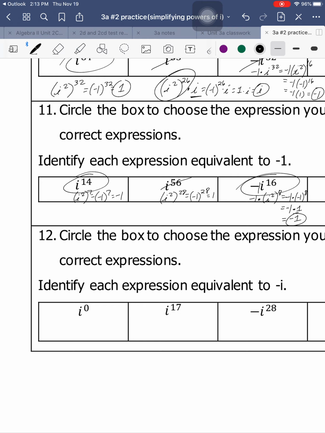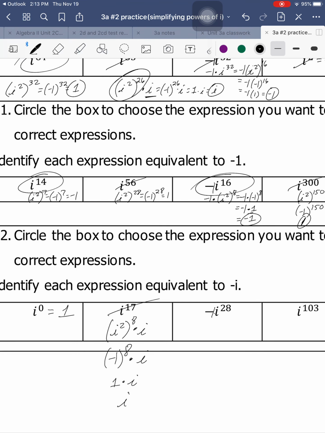And lastly, negative i. i to the 0. Anything to the 0 power is always positive 1, no matter what. Any number, any letter, anything to the 0 power is 1. Next one, we have i to the 17th. How many i squared divide out of 17? That should be 8, but 2 times 8 is 16, so you have to multiply by 1 more i to get 17 i's total. i squared is negative 1. Negative 1 to the 8th is positive 1. 1 times i is i. That's not right. We need negative i.